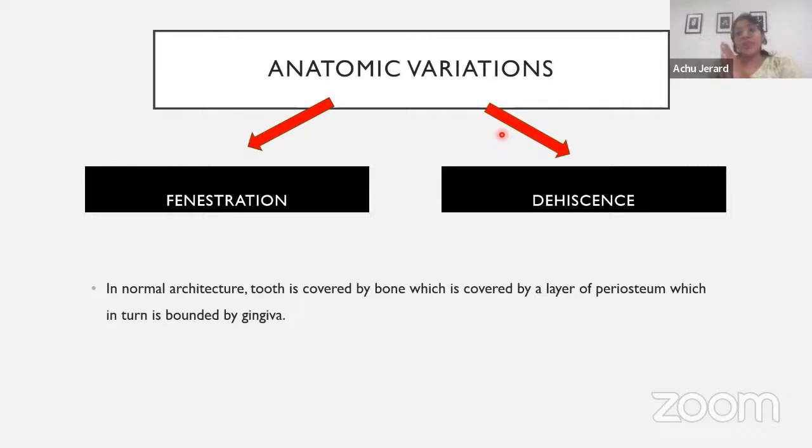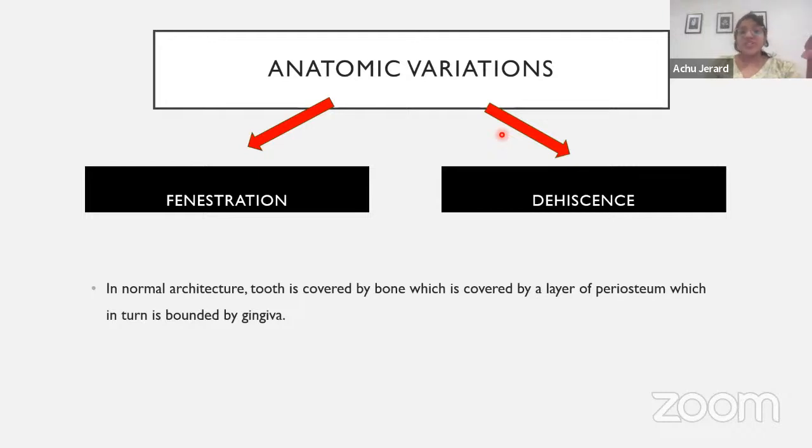What happens? Normally, you have the tooth, which is held in the alveolar bone socket, and above that you have the periosteum, and then the gingiva covering it, right? So there are conditions where this might not be seen. That is in case of dehiscence and fenestration.